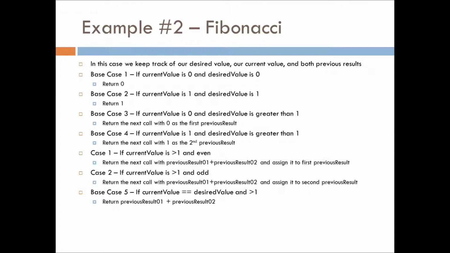So the first case: if both your current value and desired value are 0, you just return 0. Similarly, if it's 1 in both cases, you return 1. And now we're going to go back to 0 real quick. If current value is 0 and desired value is greater than 1, then you return the next call with 0 as the first previous result. Likewise, for case 4, if it's 1 and the desired value is greater than 1, then you return the next call with 1 as the second previous result.